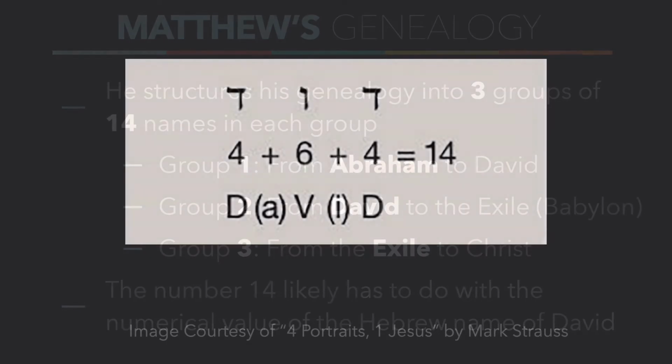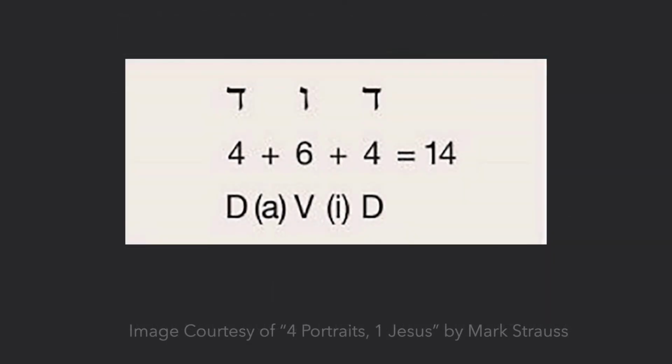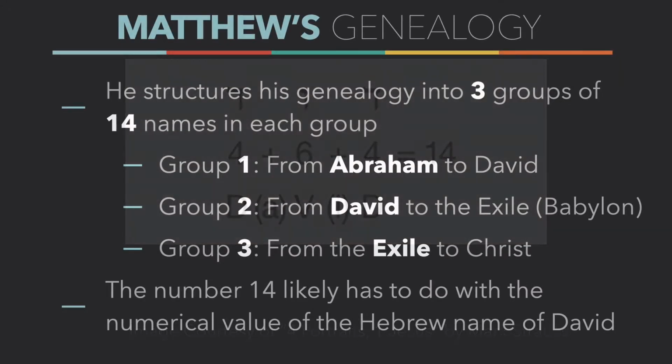So this is a picture that came out of Mark Strauss's book, Four Portraits, One Jesus, and it's got the Hebrew letters with their numerical equivalent. And we can see how the name of David numerically actually adds up to the number 14, which, I'm no Hebrew expert, but that's kind of an interesting clue as to possibly why Matthew organized his genealogy in this way, possibly based on the numerical value of the name of David. But either way, let's now look at Matthew's genealogy.